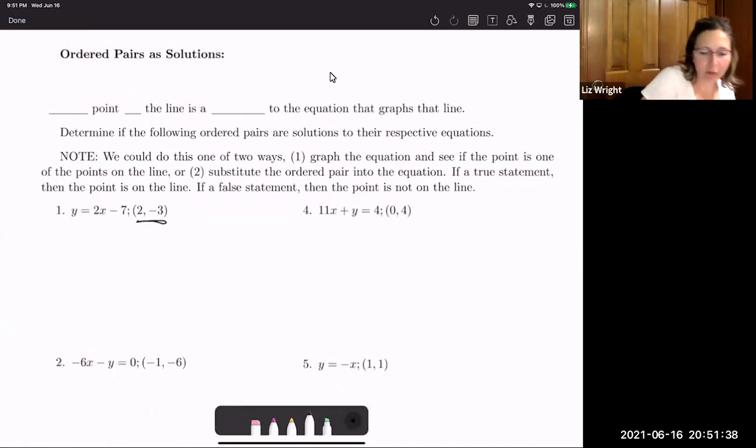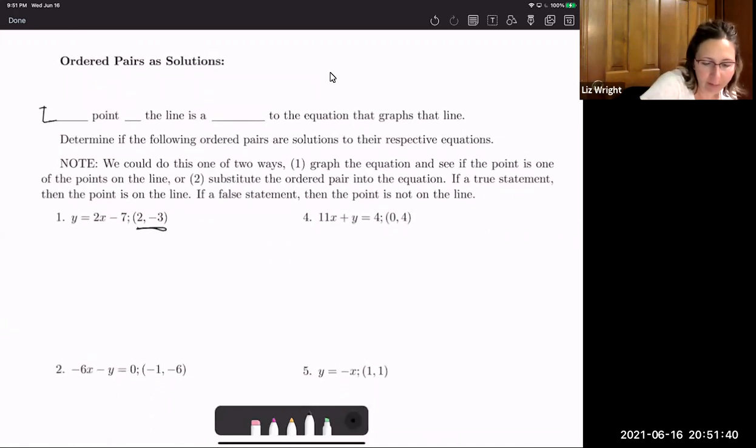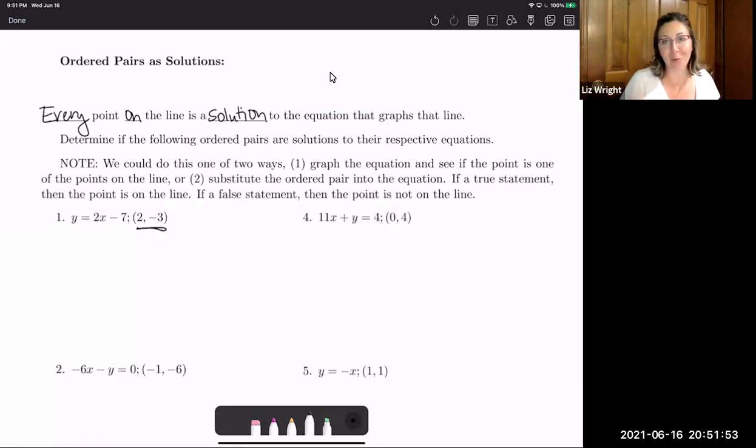So first to fill in here, we're going to fill in the word every. Every point on the line is a solution to the equation that graphs that line. So that's saying that if we've got our line, every point, every ordered pair that lies on the graph of that line is going to be a solution to the equation of that line.